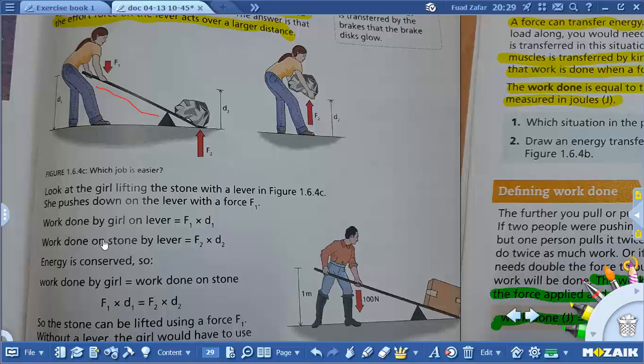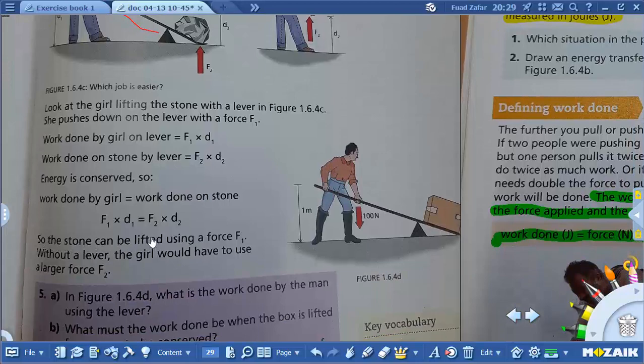So what's work done? We said that work done is equal to force multiplied by distance. So force multiplied by distance d1 is the work done by the lever. That means the work done over here is F2, force 2, multiplied by distance 2. Energy is conserved, so work done by the girl is equal to work done by the stone. So F1 multiplied by D1 is equal to F2 multiplied by D2.